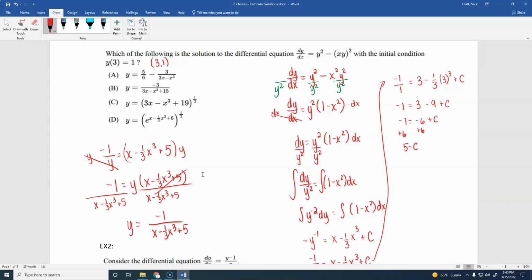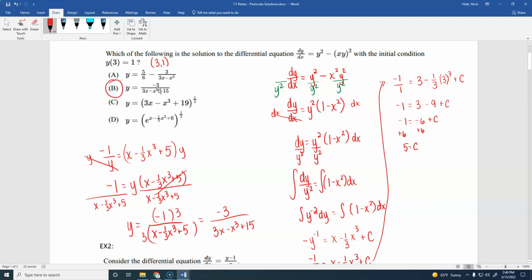How do we get from our answer to B? Just multiply the top by 3 and the bottom by 3, which is okay. It gets rid of that 1/3 that's there so that you don't have complex fractions. And if you do that, you get -3 over 3x minus x to the 3rd plus 15. So B would be the correct answer there.